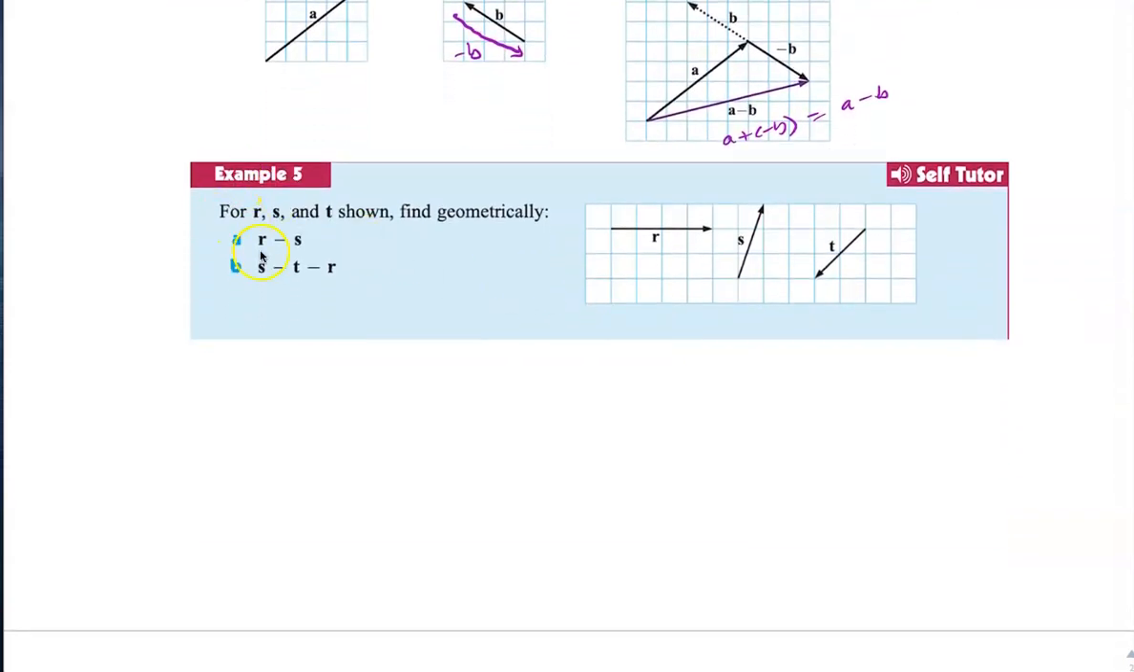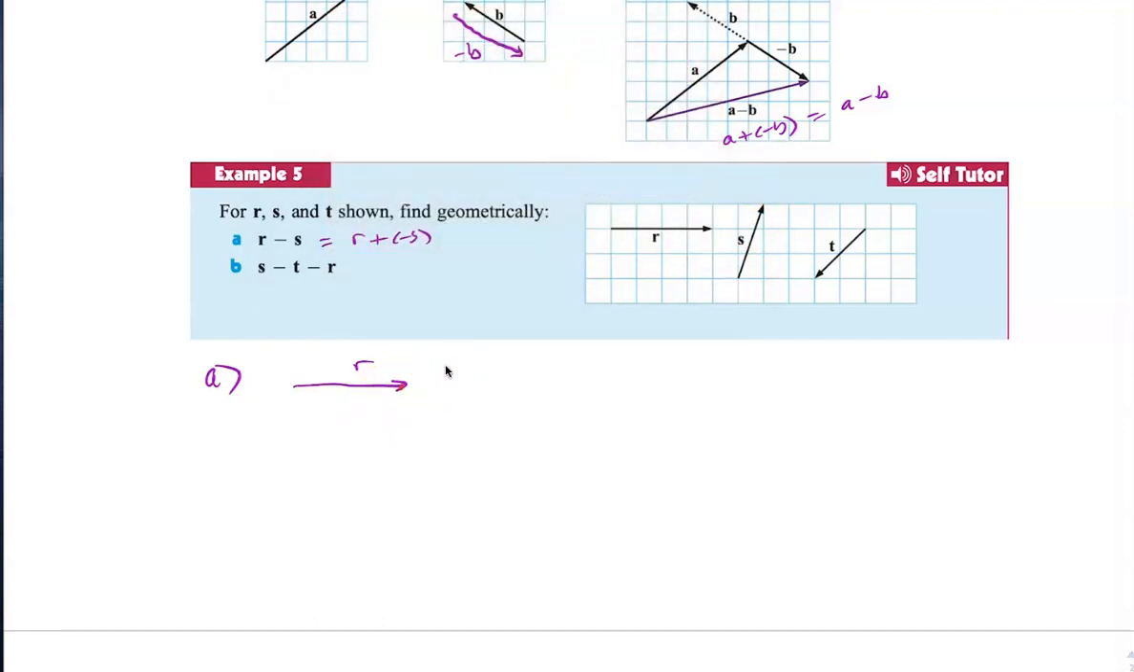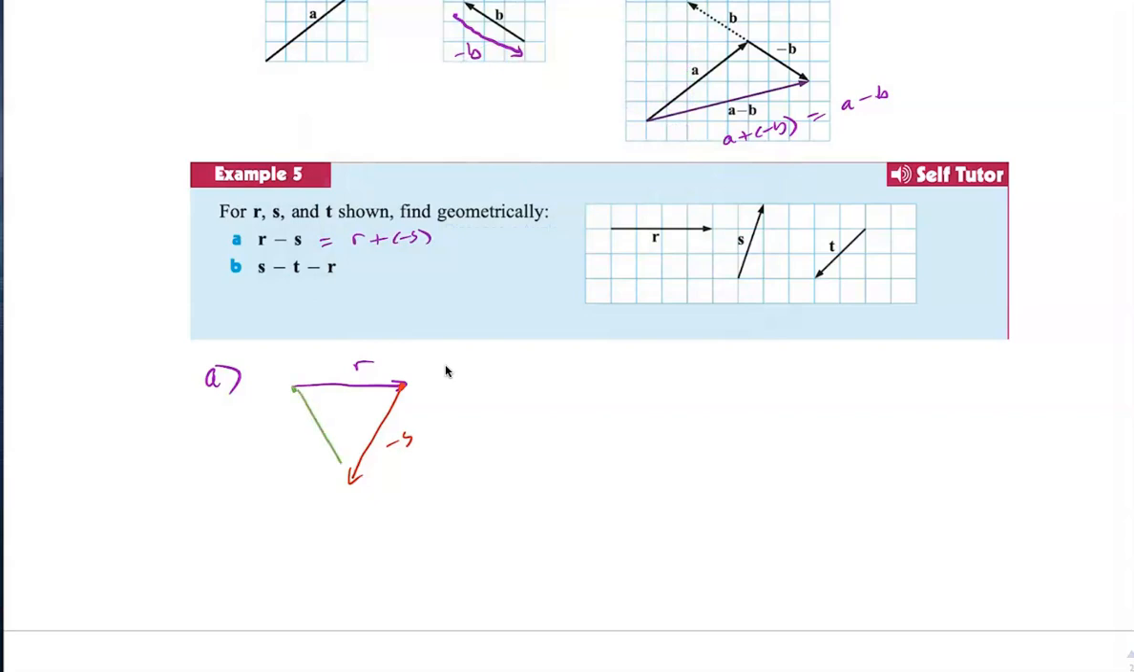So some quick examples. R minus S, or the way I like to think about it, R plus negative S. So here's R, here's S. To do A, I'm going to get my R, and I'm going to add negative S to it. So I'm going to flip S around and add it to the tip of R, which is right here. So it's going to be kind of like this. That'll be negative S. And then my answer will be, I started here, ended there: R minus S, or R plus negative S if you prefer.